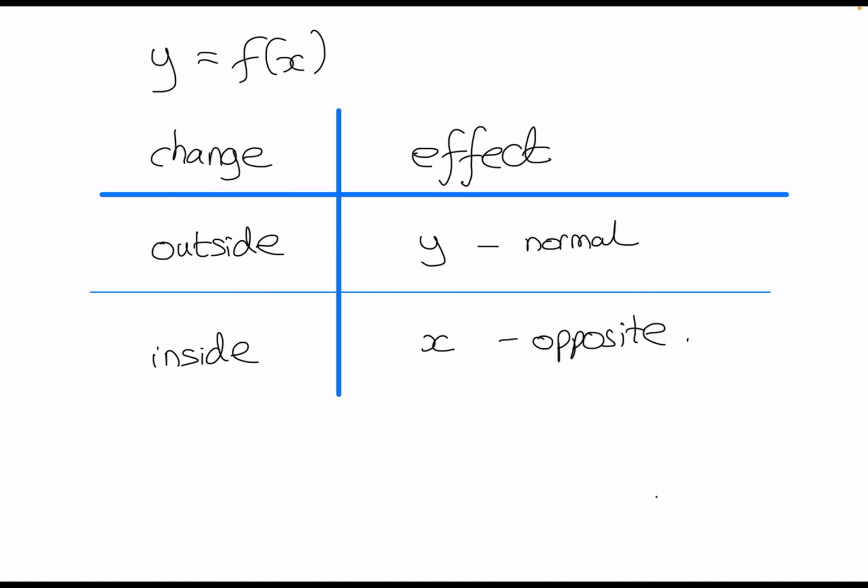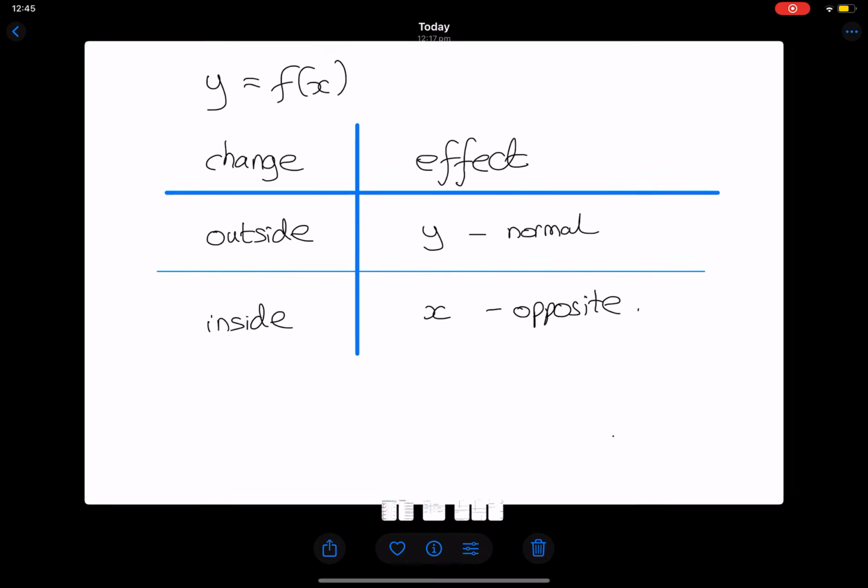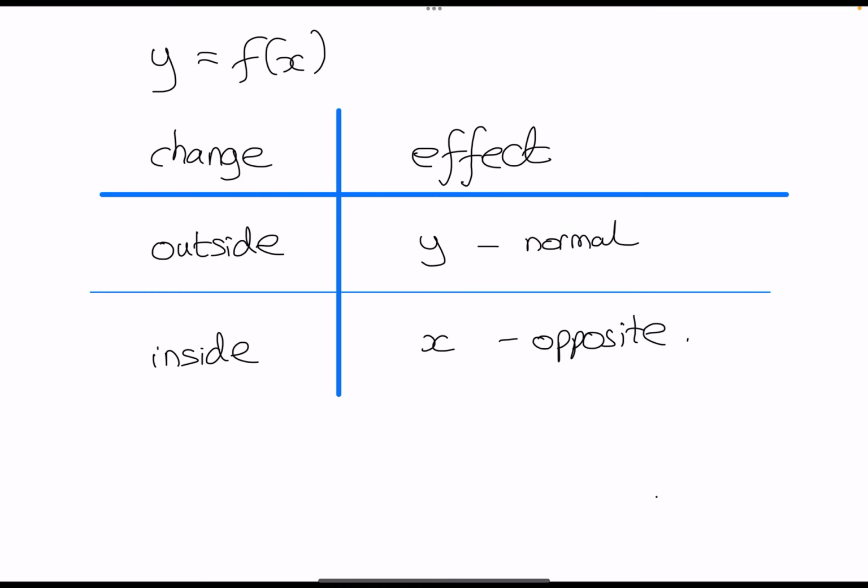However, if the change is on the inside of the function, that's going to affect the x coordinates, and I'm going to do the opposite of what it tells me to do. If it says x plus 5, I'm going to subtract 5 from the x coordinates. If it says 2x, I'm going to divide the x coordinates by 2, and so on.